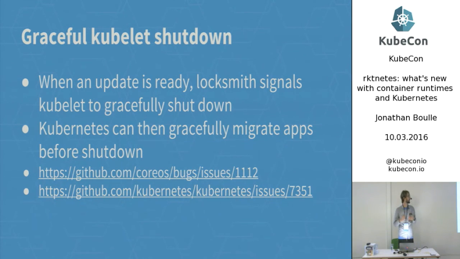In CoreOS, we have a component called Locksmith, which is responsible for saying, hey, I've got an update, it's time to reboot. So we're going to try and wire this up to the kubelet so that when Locksmith says it has an update, it can tell the kubelet, I'm going to reboot in 5 minutes or something. Then Kubernetes can mark that machine as needing what we call draining or maintenance, and migrate the apps gracefully before shutting down the machine. Again, we have an issue tracking the work on our side in CoreOS, and there's an upstream issue in Kubernetes about the work that needs to be done there.